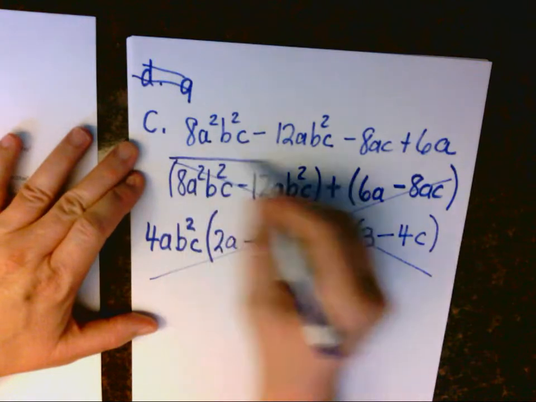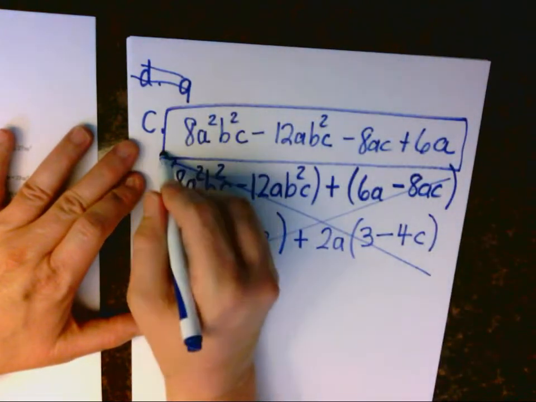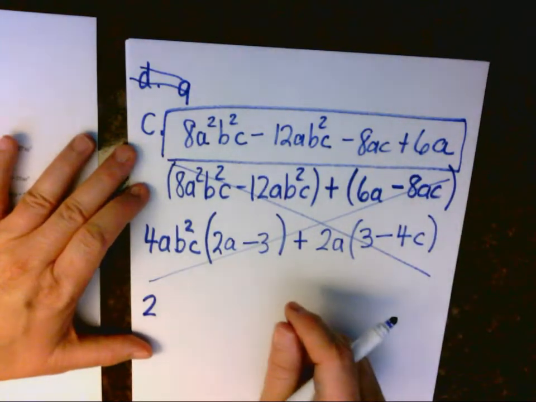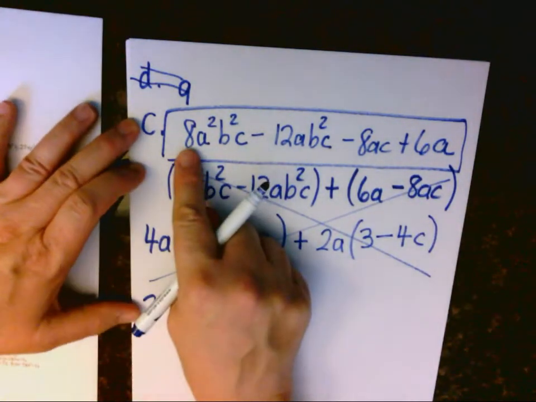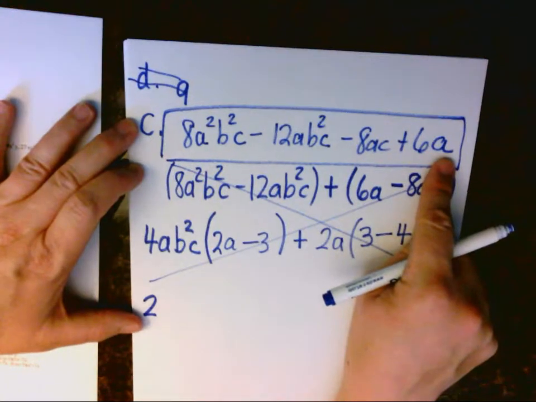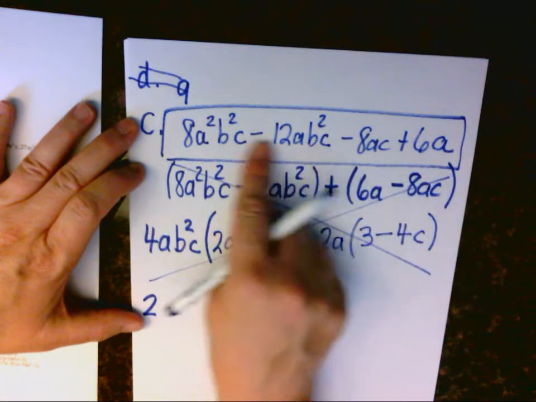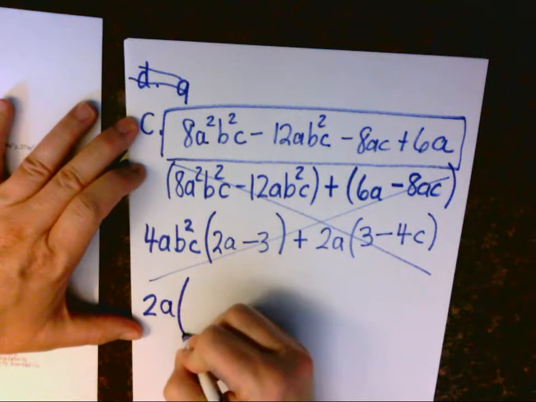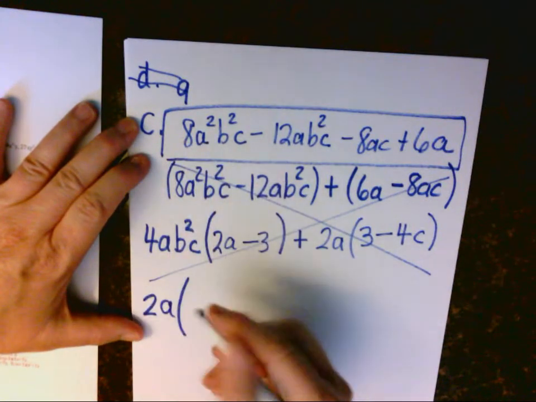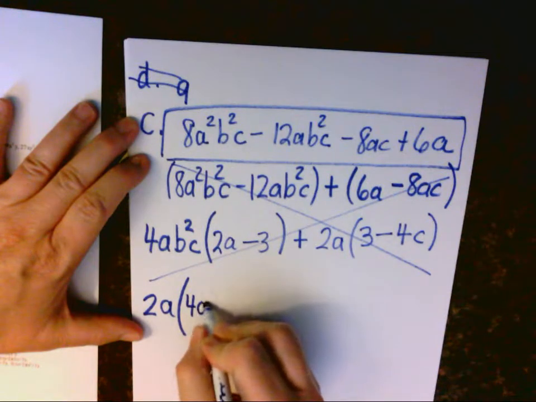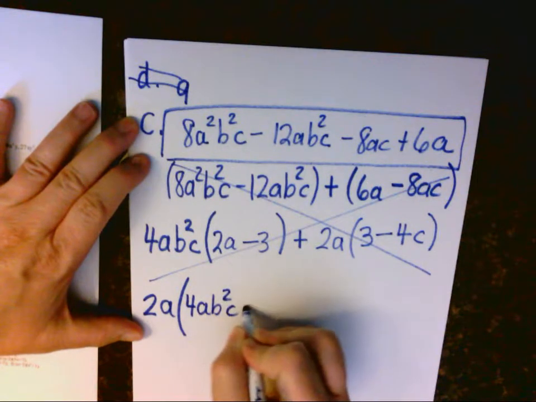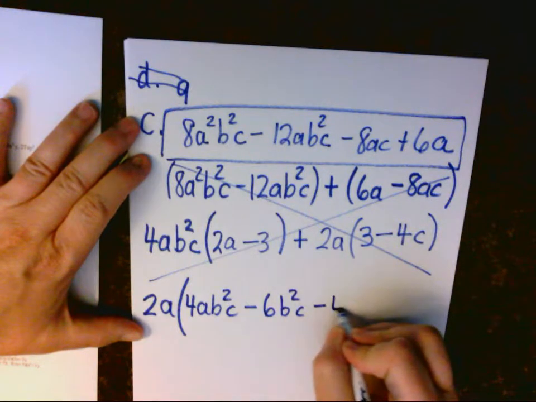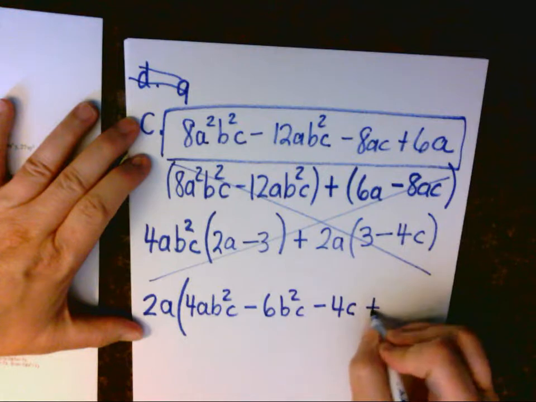So let's go back to the original one and let's work with our observation that we knew everything could be common too. And I said you should take out the common factor first, so we'll try it this way. 2 will go into everything. That's the largest divisor. And they all have a's in them. So 2a is the greatest common divisor, or factor. And let's see what's left. That gives us a 4ab squared c minus a 6b squared c minus a 4c plus a 3.